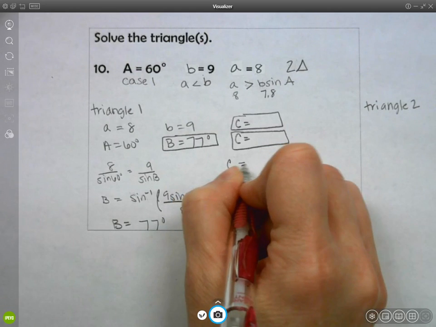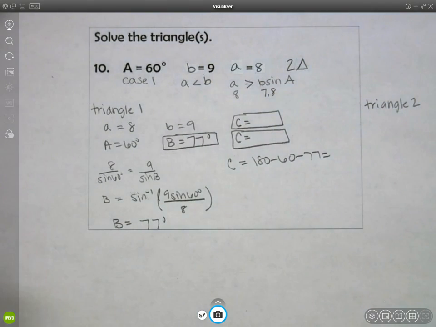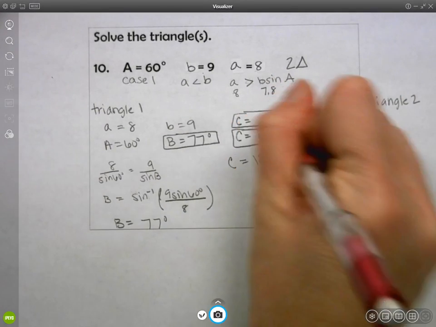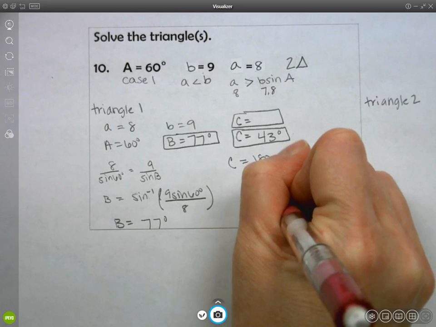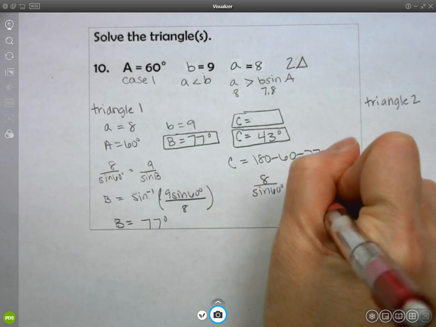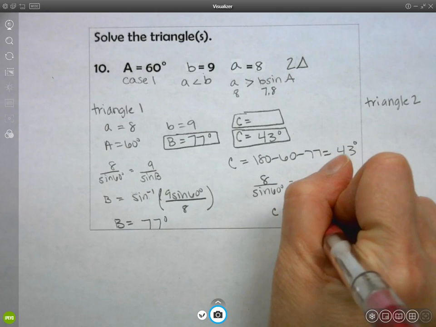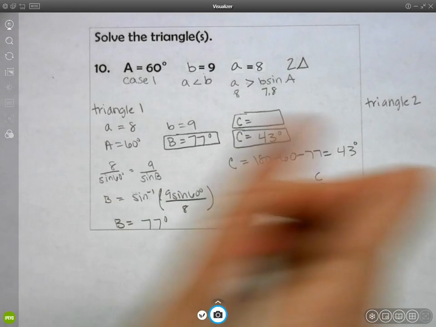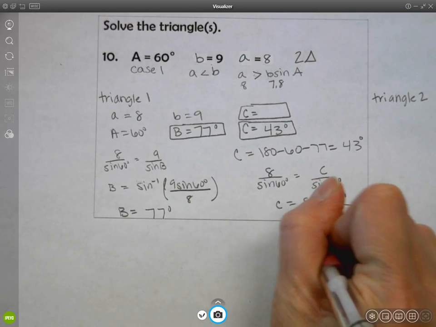Alright, so to find C, we can do 180 minus 60 minus 77, and we get 43. And then to find side C, we can do 8 over sine 60 is equal to C over sine of 43. So C is 8 sine 43 divided by sine 60, which gives me 6.3.